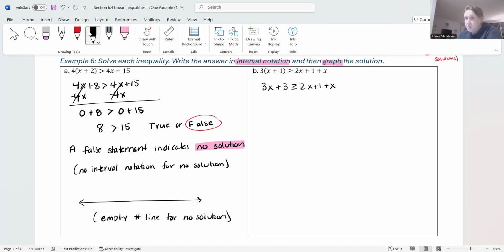Now, once you distribute, you then want to simplify on the left, simplify on the right. The left-hand side is as simple as it's going to get. I have a single variable term and a single constant term. The right-hand side, however, I can clean up a little bit. On the right-hand side, I have 2 variable terms, 2x plus x. So 2x plus 1x is just 3x. So I have 3x plus 3 on the left, and then on the right, I have 3x plus 1.